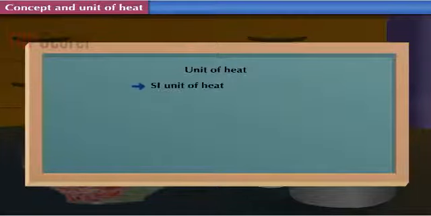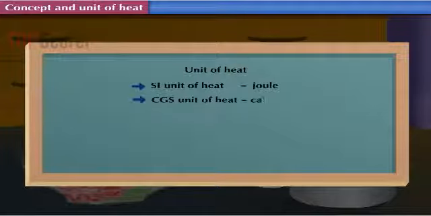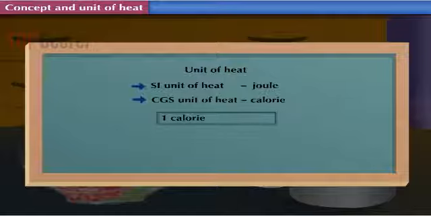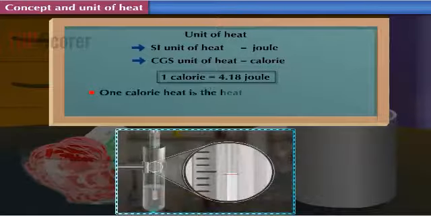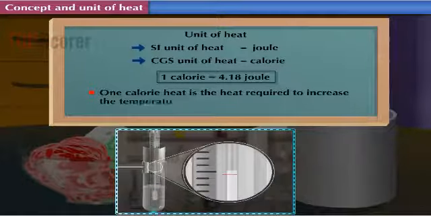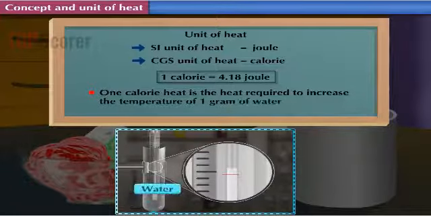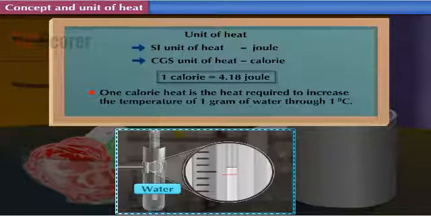Come, let us know the unit of heat. The unit of heat in SI system is joule, while that in CGS units is calorie. 1 calorie is equivalent to 4.18 joules. 1 calorie heat is the heat required to increase the temperature of 1 gram of water through 1 degree Celsius. Come, let us now solve some numerical problems.